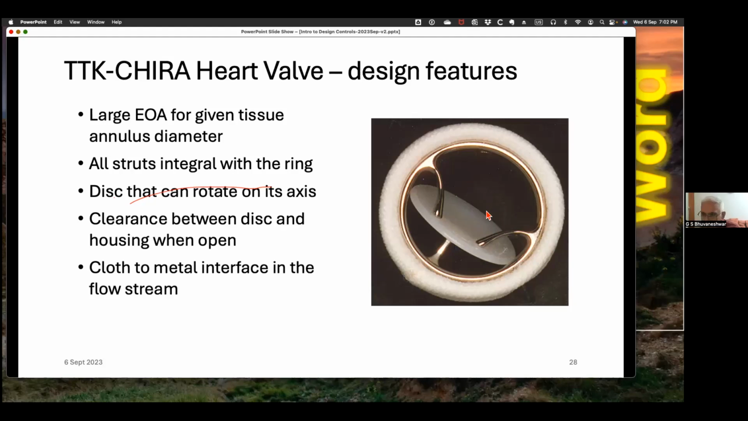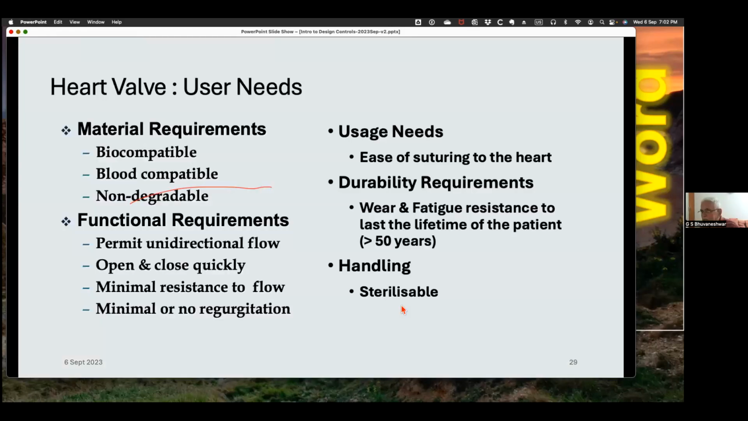Blood has a tendency to clot whenever there are joints like this one. So we needed to minimize that. This clot-to-metal interface is another area where some of the other requirements we listed were the material requirements like biocompatibility and blood compatibility. It should be non-degradable because it has to last the lifetime of a patient, 20, 30, 40 years. And then in terms of performance or functional requirements, it should permit unidirectional flow with minimum forward resistance. It should close quickly. So as I said, minimum resistance to forward flow and very, very low leak or no regurgitation when the valve is closed.